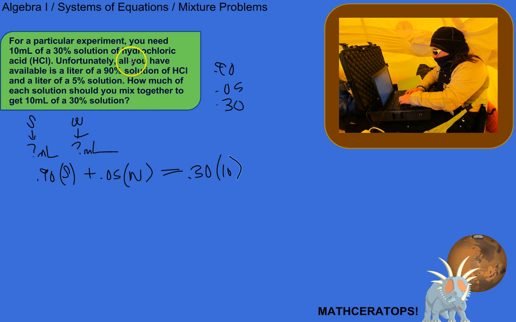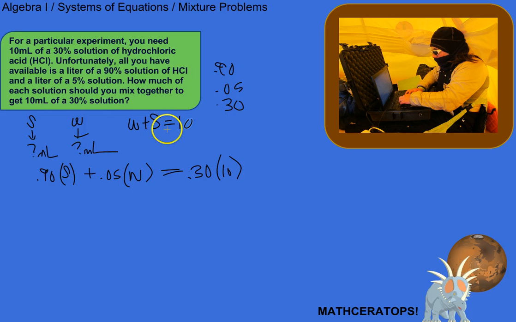Actually, I said there wasn't another equation we can write here. That's not true. I'm going to write that equation right now. The amount of the weak solution plus the amount of the strong solution will equal 10 milliliters, right? We're going to put a certain number of milliliters of the weak solution and a certain number of milliliters of the strong solution, and altogether we need those to equal 10 milliliters. So here's the second equation.